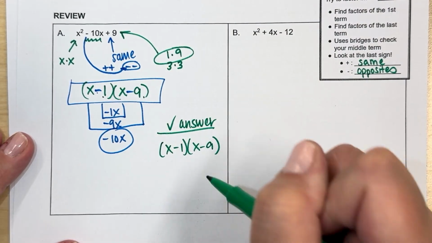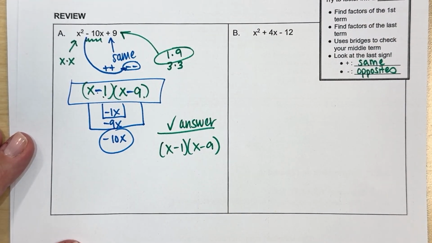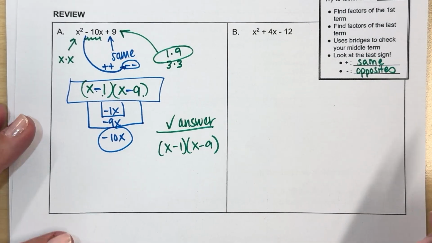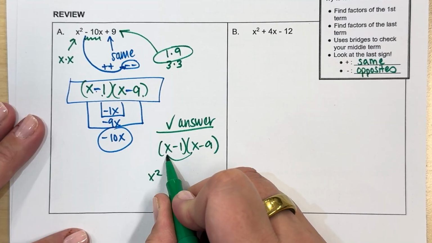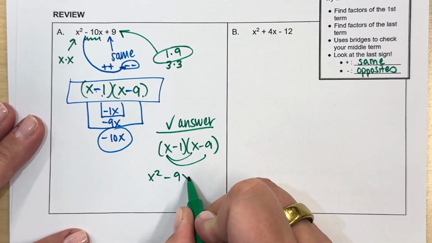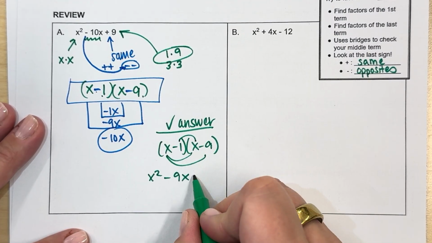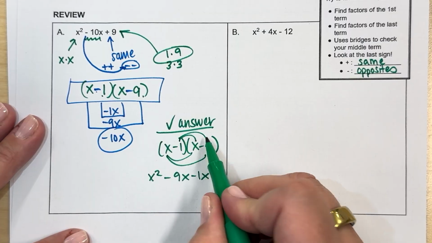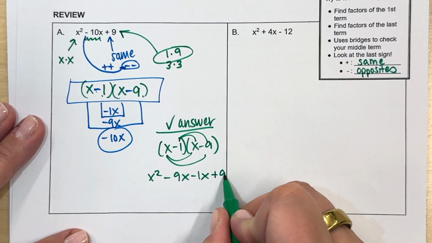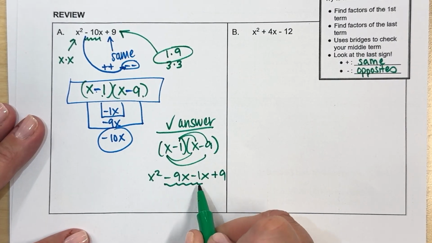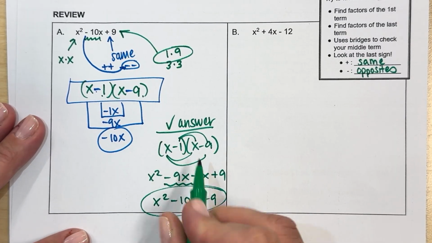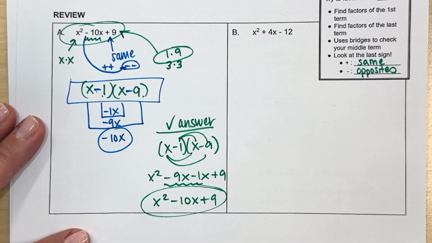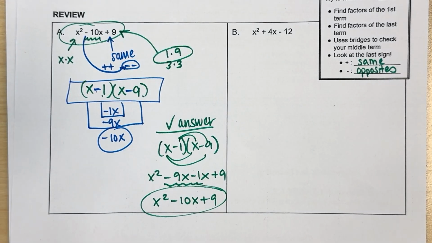Don't forget, you always have this as an option, especially on a level up and a test. You should do this to make sure you get it right. X times x is x squared. X times negative 9 is negative 9x. Negative 1 times x is negative 1x. Negative 1 times negative 9 is positive 9. When I combine these like terms, I end up with x squared minus 10x plus 9. This matches my original problem. So I know I did this correct.